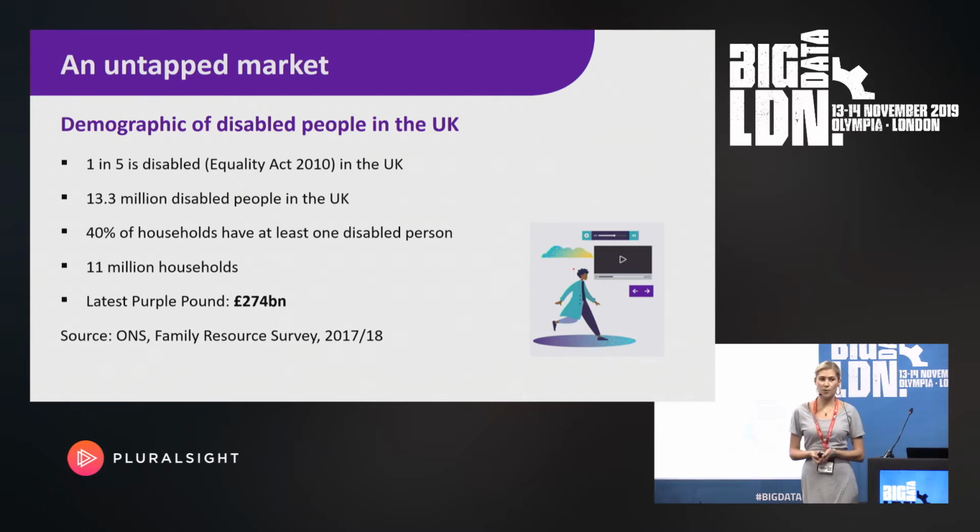Has anyone heard of the Purple Pound? So Purple Pound is the spending power of disabled people. And again, generally, disabled people are not considered or included as a core consumer group. And disability-related products are incredibly expensive because of this lack of competition. And actually, it's ridiculous because the spending power of the disabled people is huge. And it's a really vast untapped market.